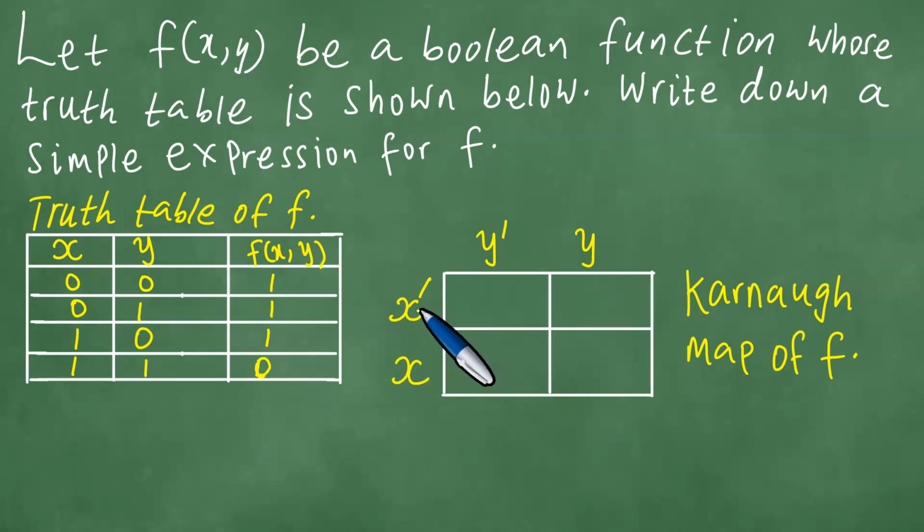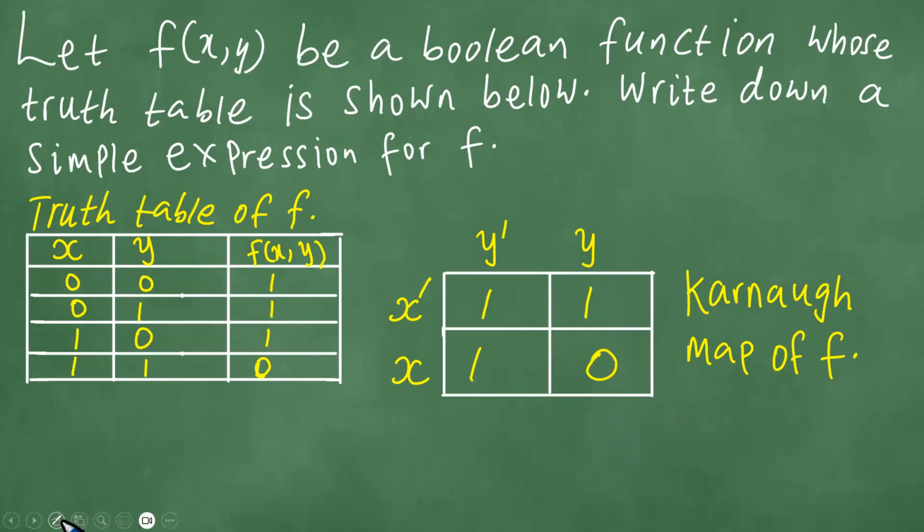Here we are looking at, for instance, not x, not y. This corresponds with the 0, 0 row of the truth table. The 0, 0 row actually corresponds with the value 1 of the function, so we put 1 here. Then this one is x primed and y, so it's 0, 1, a 1 here. Next, we have x, y primed, which is 1, 0, a 1. And then here, x, y, which is 1, 1, which is 0.